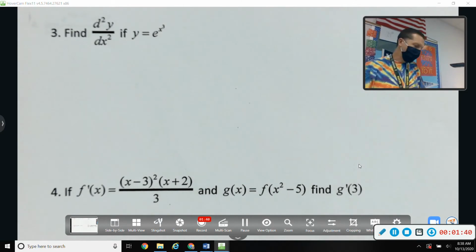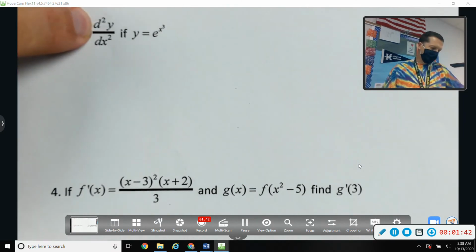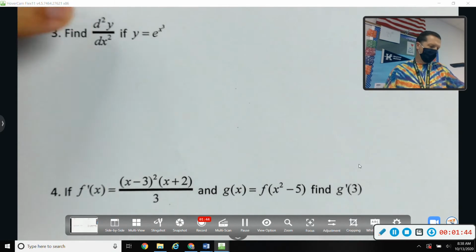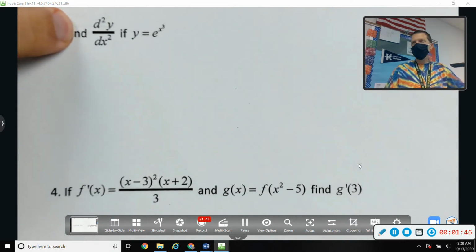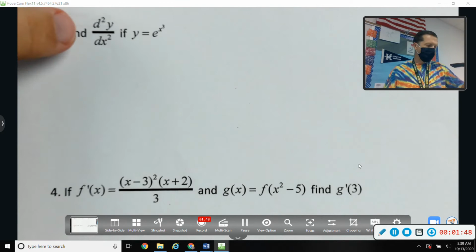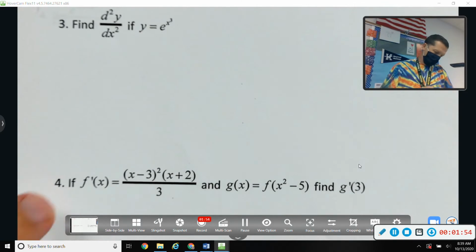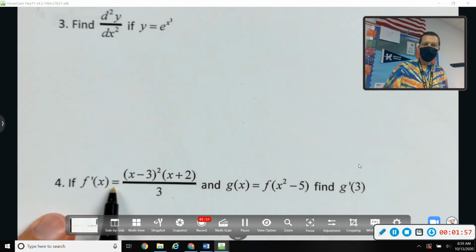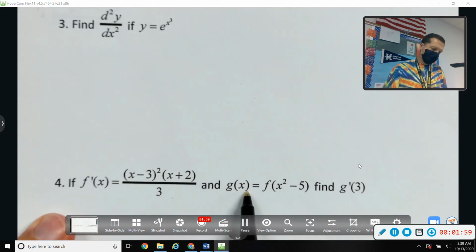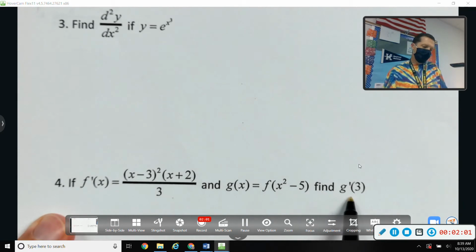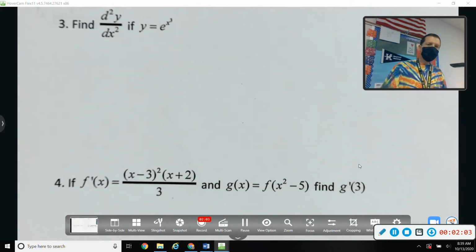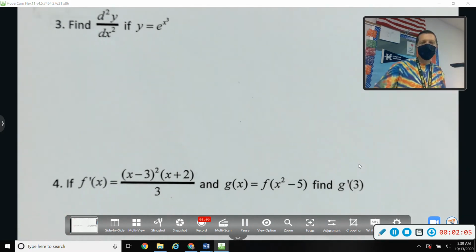So number 3, that's find a second derivative. So that's not too bad. Just find a derivative and then find it again. You have to be careful on the second one, though. And then this fourth one, be careful. This tells you f prime, gives you g of x, and then asks for g prime. So see if you can piece that one together, and then we'll go over that one. Again, test inspired.